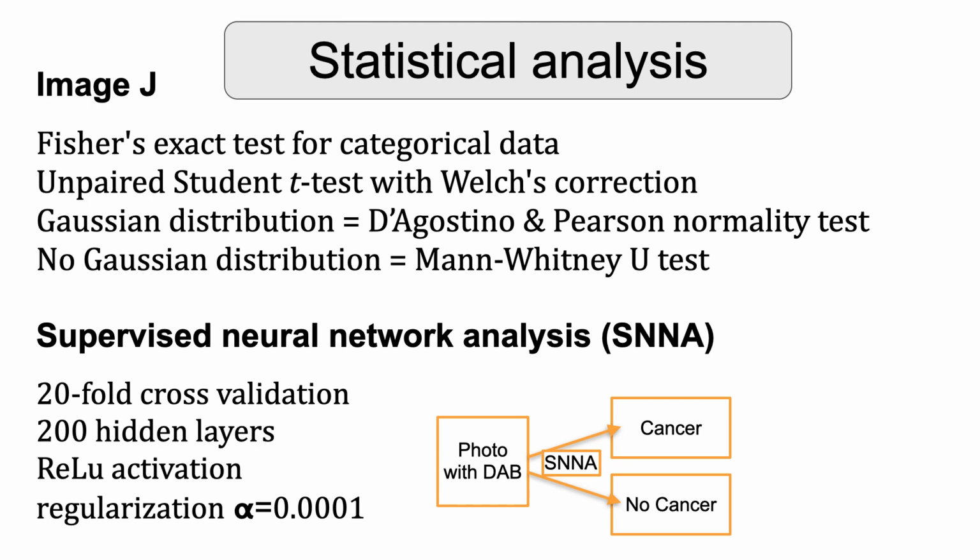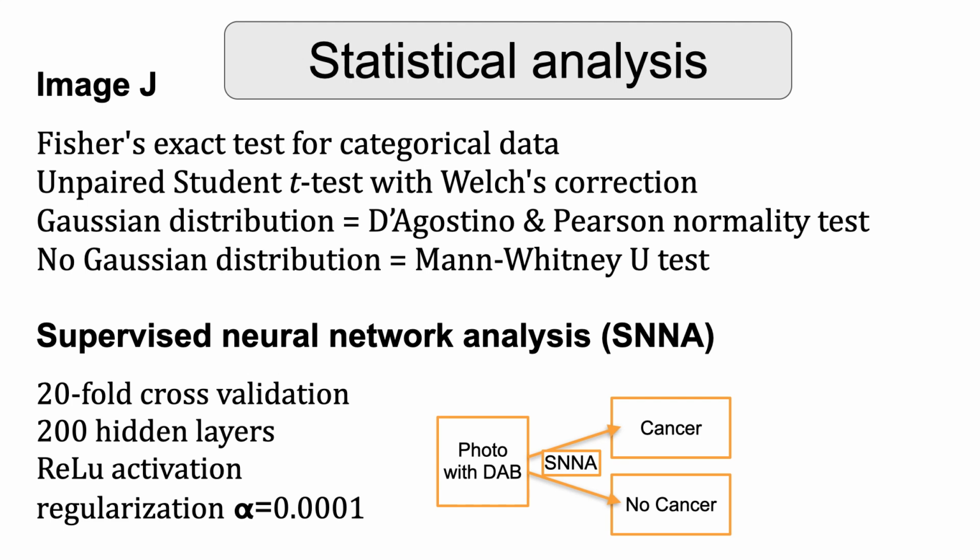Unpaired Student's t-test with Welch's correction was used to compare the expression of biglycan through DAB intensity between the two groups, if data had a Gaussian distribution and different standard deviation. Gaussian distribution was calculated with the D'Agostino and Pearson omnibus normality test. If Gaussian distribution was not identified, Mann-Whitney U-test was used instead.